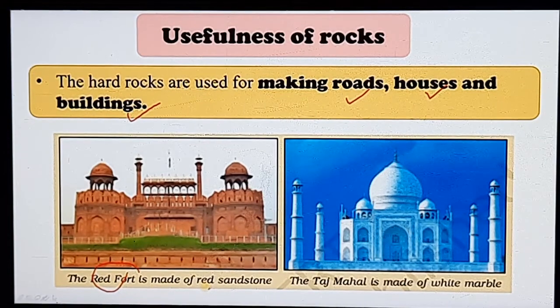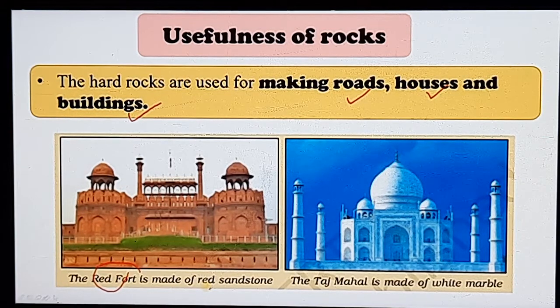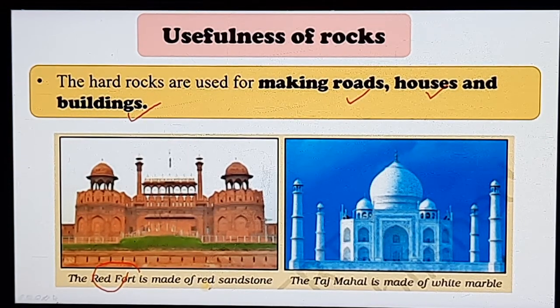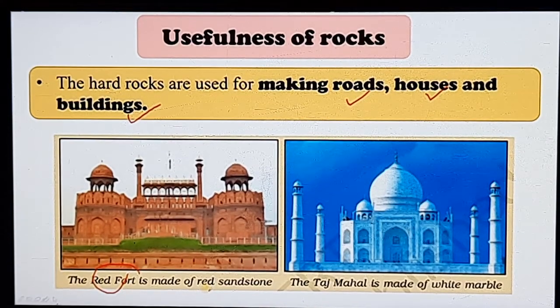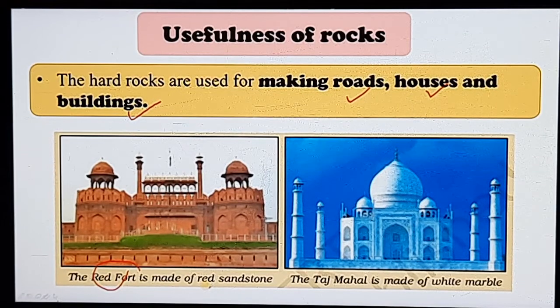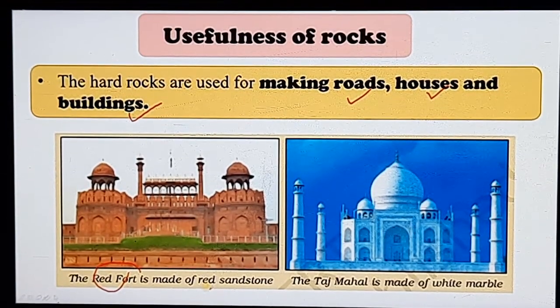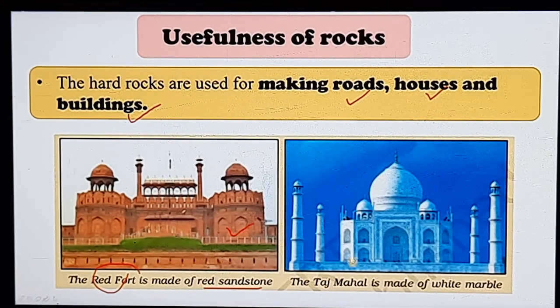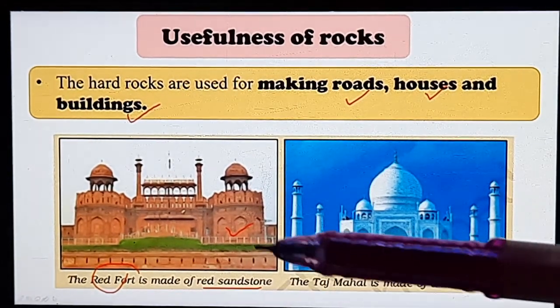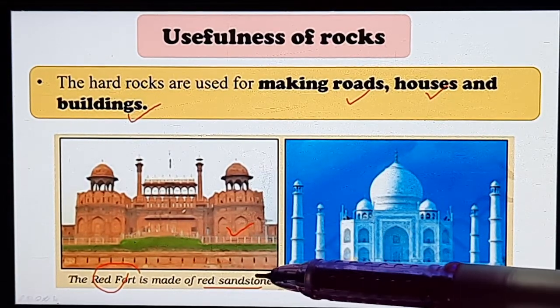If we talk about the rocks, rocks are very useful to us. The hard rocks are used for making roads, houses and buildings. Even you use stones in many games. For example, seven stones, Pittu. Hopscotch, Tapu Kit, five stones, Gitti. And in the picture as you can see here also, the Red Fort is made up of red sandstone.